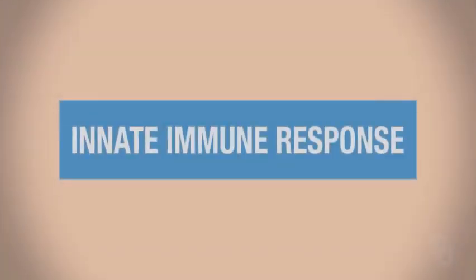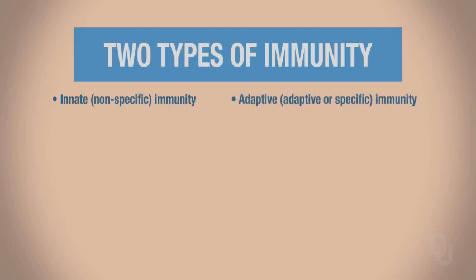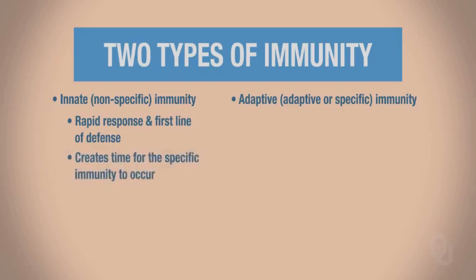So we are going to go ahead and continue our discussion of the immune system, and we'll be discussing innate immunity. Now, before we discuss innate immunity, you need to understand that there are actually two different types of immunity. One of those is innate immunity, which is also called non-specific immunity. And the other is called acquired or adaptive immunity, which is also known as specific immunity. But just to give you a quick overview of both of these, the non-specific or innate immunity is a very rapid response. This is your first line of defense, and what this does is give your body time for the specific immunity to kick in.